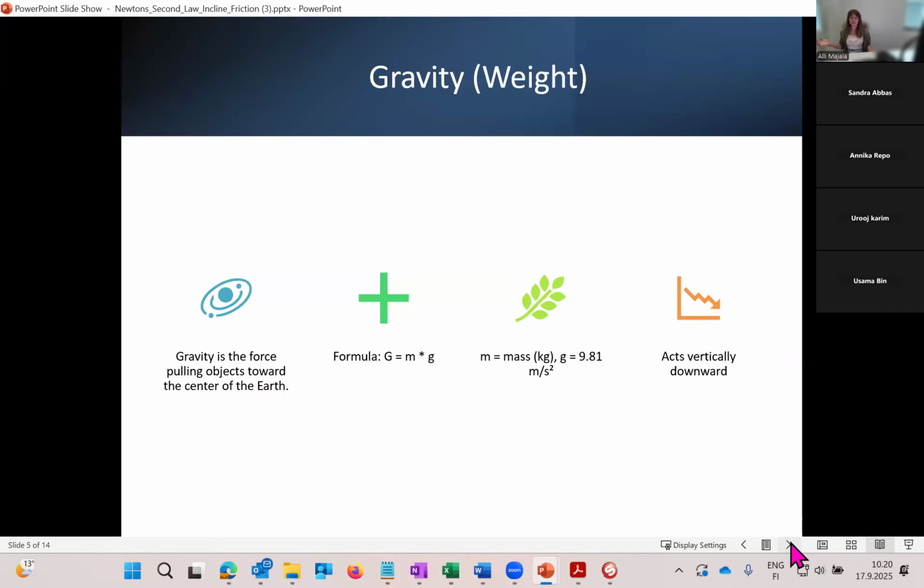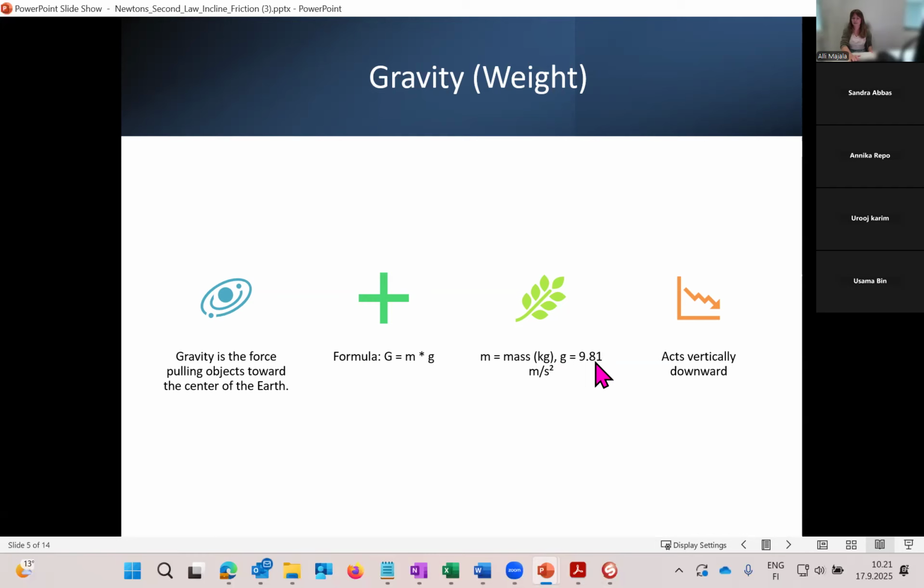Okay, gravity, force pulling objects toward the center of the earth. The formula: I mark it now with the big G here. As you know in physics, you can use many kinds of letters to describe many kinds of phenomena, and then you find them in the technical formulas. I usually use the big G for the gravity, because it makes it look different from the other forces. But you can also use some other letter if you're used to that. But you know that it's the mass times the gravity.